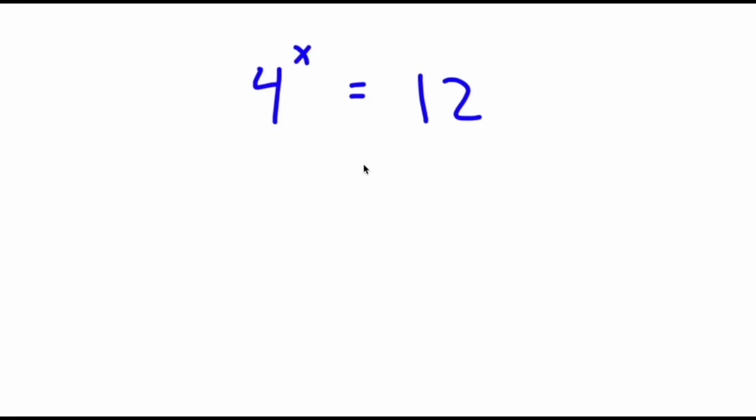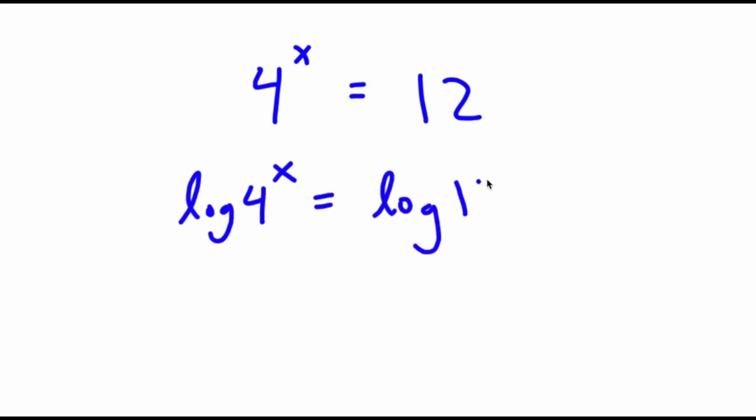Alright, so in this problem, I have 4 to the power of x is equal to 12. So to solve this, I'm going to first start by taking the log on both sides. So now I have log 4 to the power of x is equal to log 12.